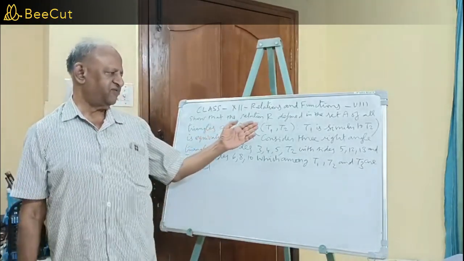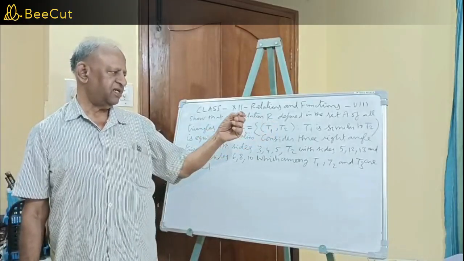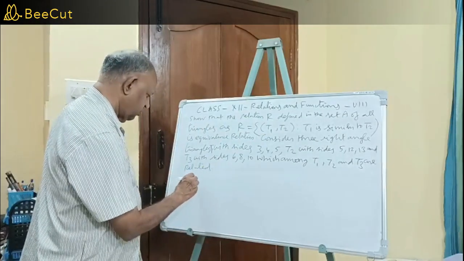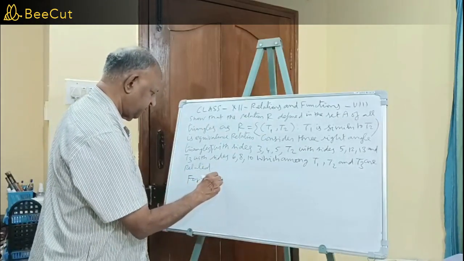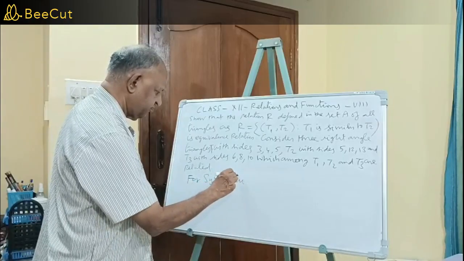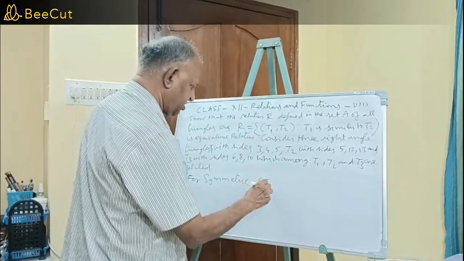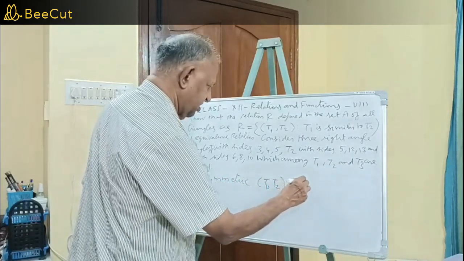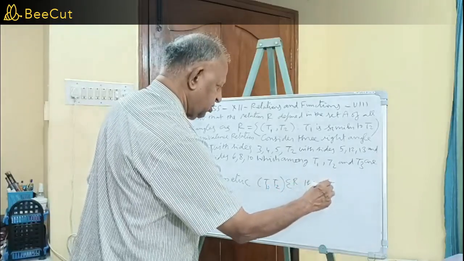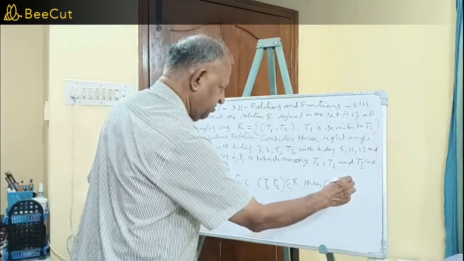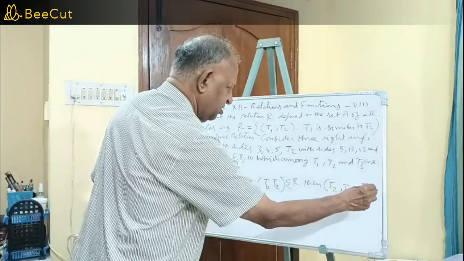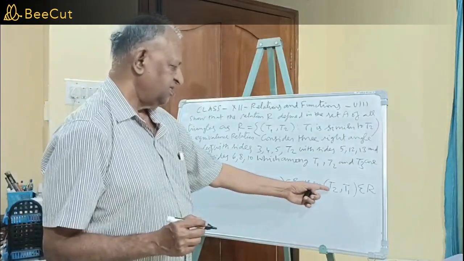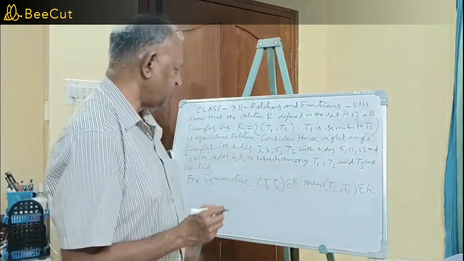For symmetric, if (T1, T2) belongs to R, then (T2, T1) belongs to R. Since T1 and T2 are similar, it belongs to R. Similarly, T2 and T1 are similar, so it belongs to R.